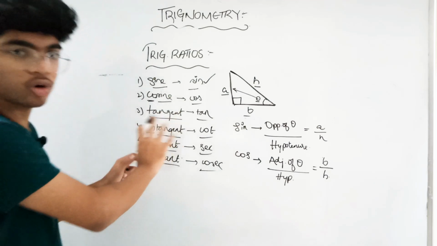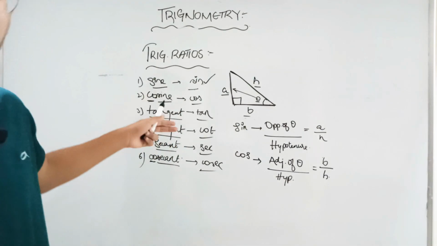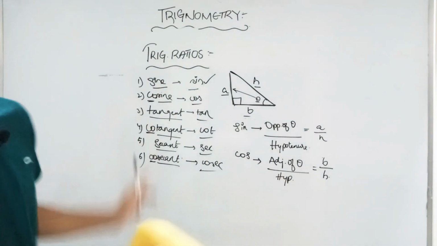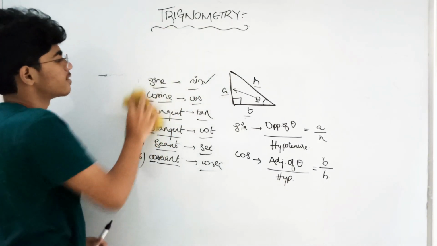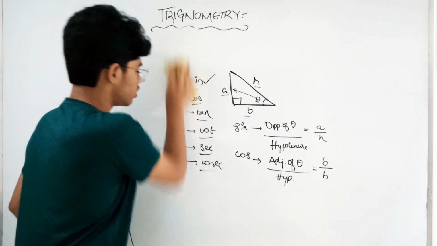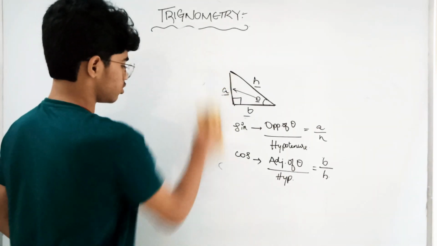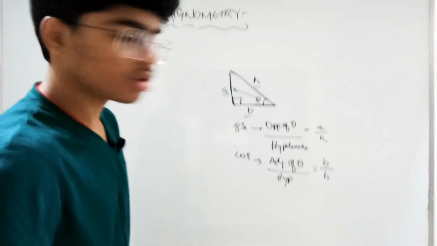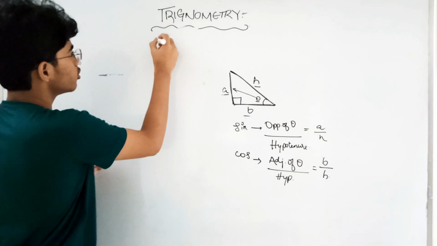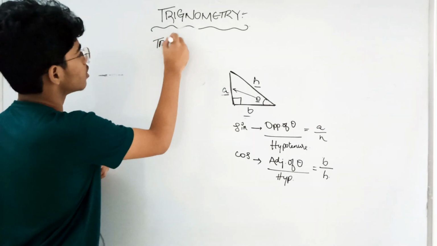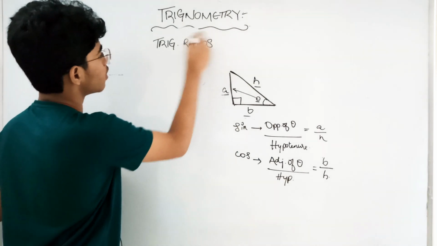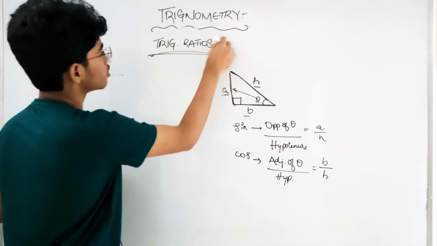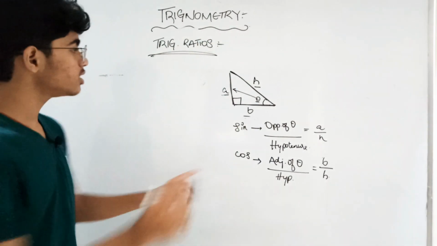I'm going to rub this. I hope you have noted this down. If not, you can pause the video and note it down. Good. Oops, I have to write the trig ratios again. Good. Trig ratios. We completed cos. Next we are going into tan.